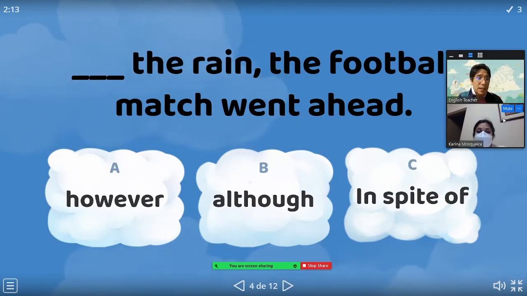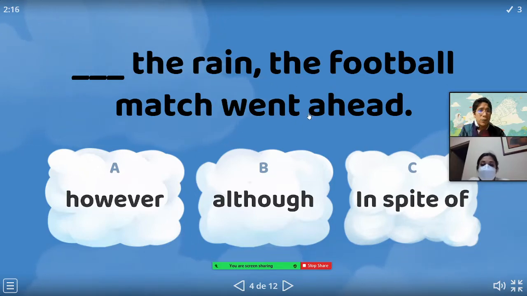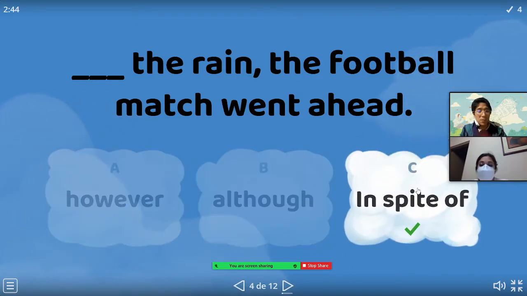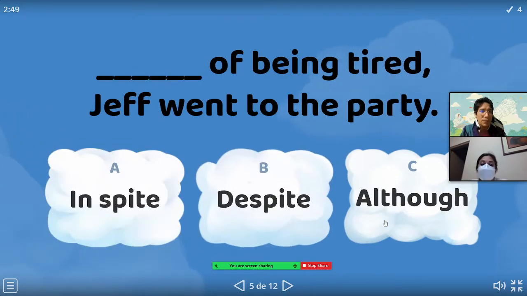A ver, este de aquí analiza muy bien. The rain, the football match went ahead. Sin embargo, la lluvia, aunque la lluvia o a pesar de la lluvia, ¿cuál tiene más sentido? Analyze the text. However, no va. No, impossible. Sin embargo, la lluvia, it doesn't make sense. ¿Al otro? Que le digo a pesar de. In spite of. In spite of, great. Although significa aunque. Okay. What about this one?